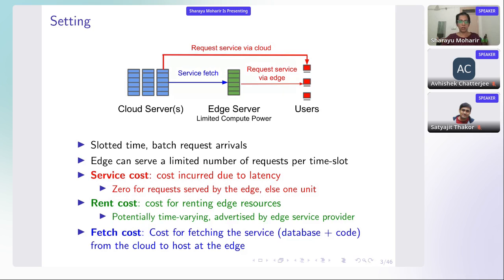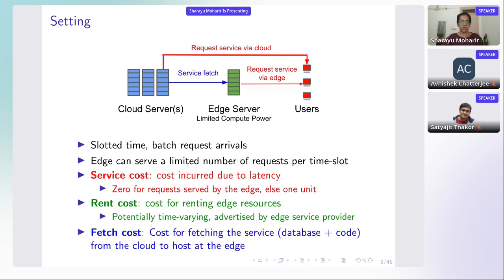The third cost is the fetch cost. Now, our setting allows dynamic hosting. That is, the hosting policy is allowed to change its hosting decision over time. So, for example, there could be a time where the service is not hosted at the edge, and the hosting policy decides that it now wants to host the service at the edge. Now, to do this, the database, the code, and everything else corresponding to the service will have to be fetched from the cloud to host at the edge.